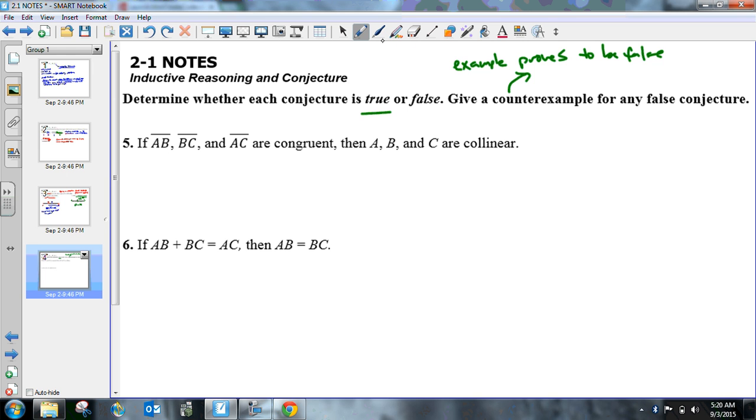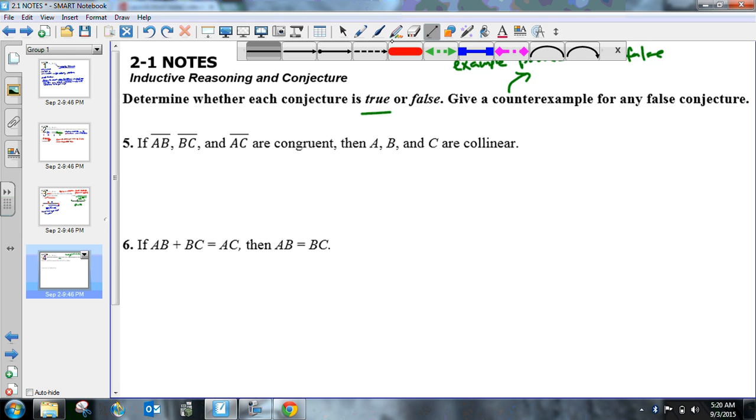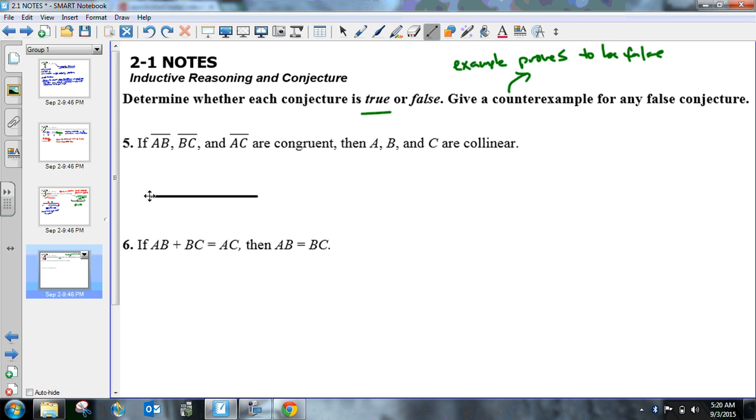Let me draw an example of how this could work. Actually, let's see if it does. I'm not even sure if it does. I'm going to put 3 points down. No, I can't do it on a line. If this is A and B, and that's congruent to B and C, then AC is the sum of these two, so that wouldn't work. So this is no.